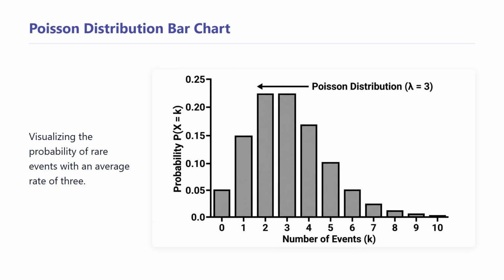Because the number of events cannot be less than 0, the distribution is bounded on the left, creating a slight skew. The highest probabilities are clustered around 2 and 3 events, which aligns with our average rate of 3. As you move to the right, the probability of observing 6, 7, or 8 events smoothly decays toward 0. This visual perfectly illustrates how the Poisson distribution handles the frequency of random arrivals.